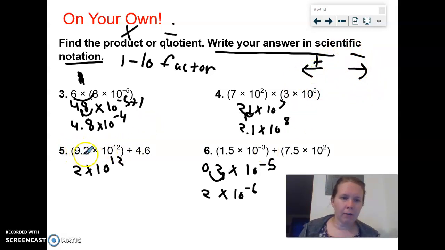For number 5, all you have to do is take the 9.2 and divide it by 4.6, which is just 2, and the power still stays as 10 to the 12th.